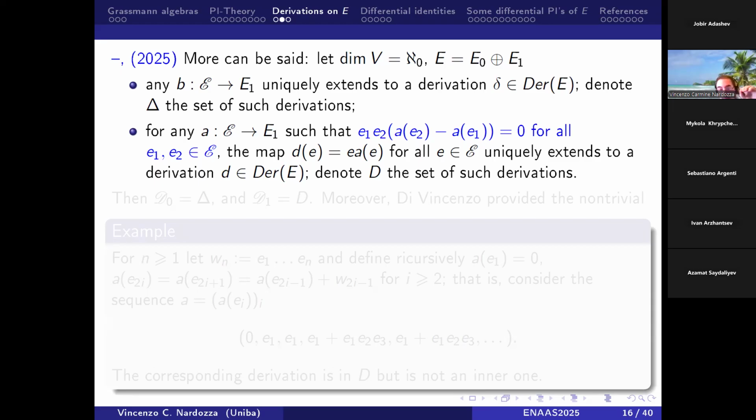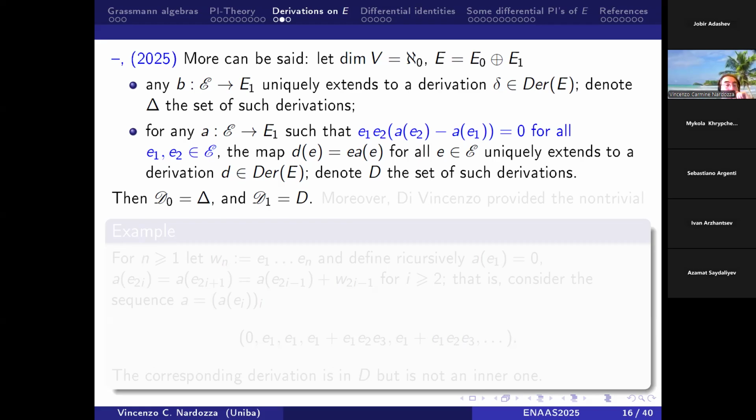Let D, capital D, be the set of such derivations. Then the vector subspaces stated in the Djokovic theorem are precisely these two sets we are considering here. D0 is precisely the set of delta, and D1 is precisely the set of D.